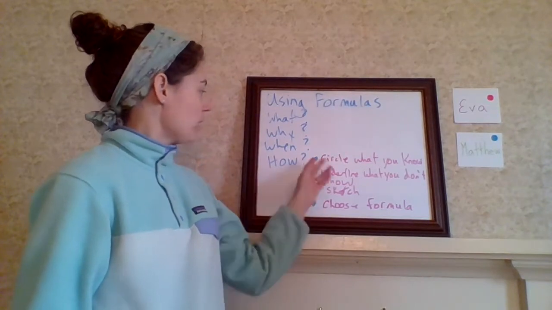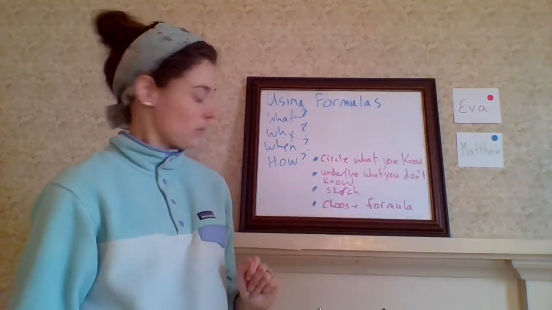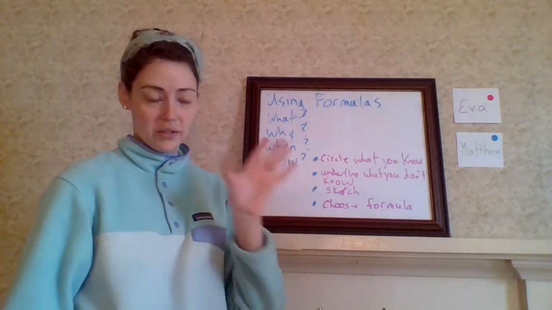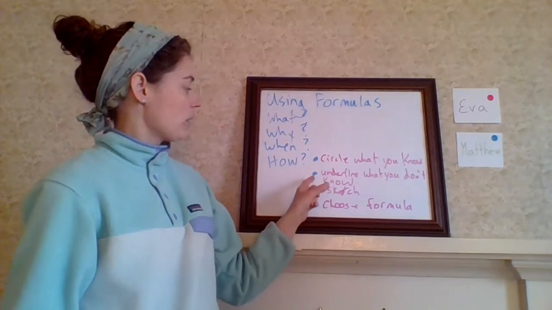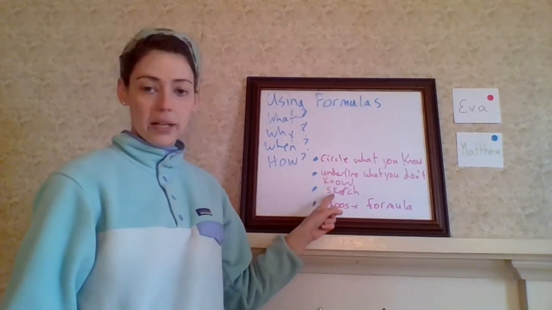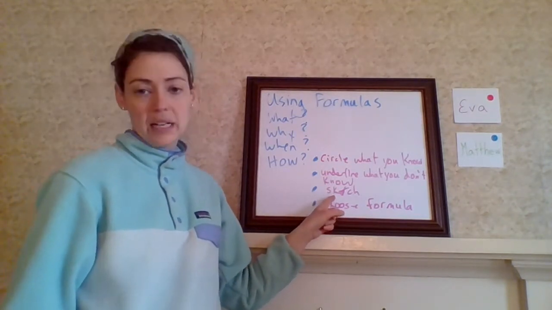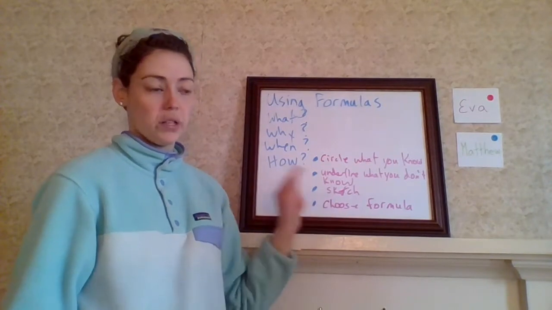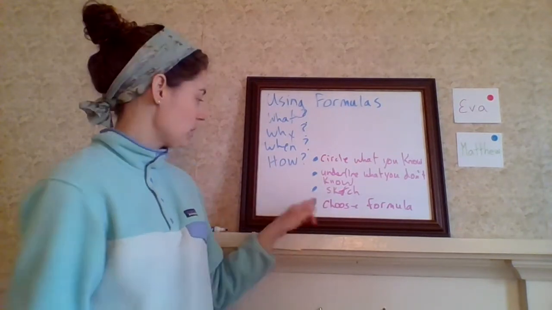Okay, so what you do is you circle what you know. You just want to highlight those things. Okay, well, I know these things. I don't know everything, but I do know some things. And then you underline what you don't know or what you want to find out. Then you'll draw a sketch. You don't want to take a long time drawing your picture, but you want to just quickly draw a little picture so you can envision what it is you're thinking about.